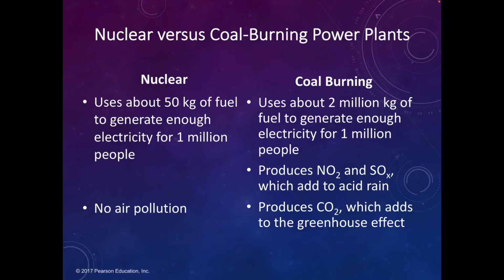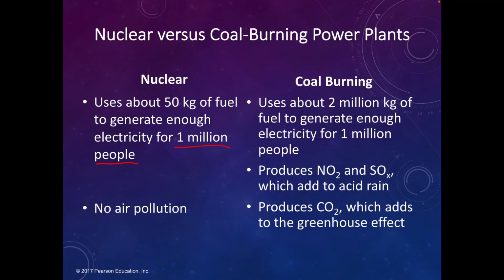And again, I'll talk about when they weren't safe in just a minute here. But here's the benefits of nuclear versus coal burning. A nuclear power plant uses about 50 kilograms of fuel to generate enough electricity for 1 million people. That's awesome, right? And there's no air pollution. We know that coal burning is associated with a ton of air pollution.